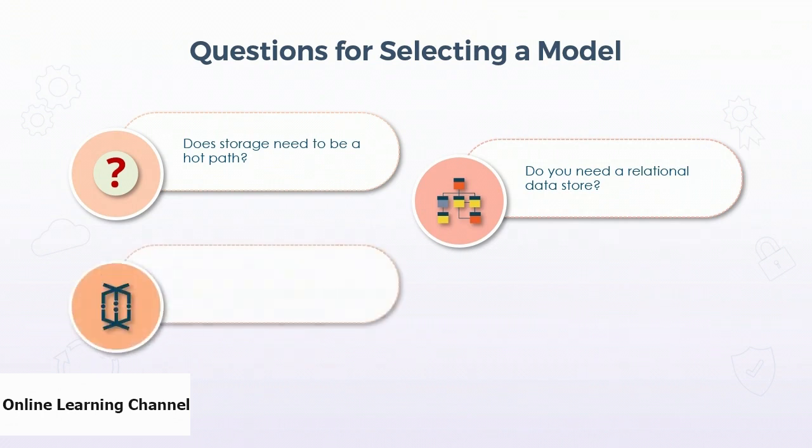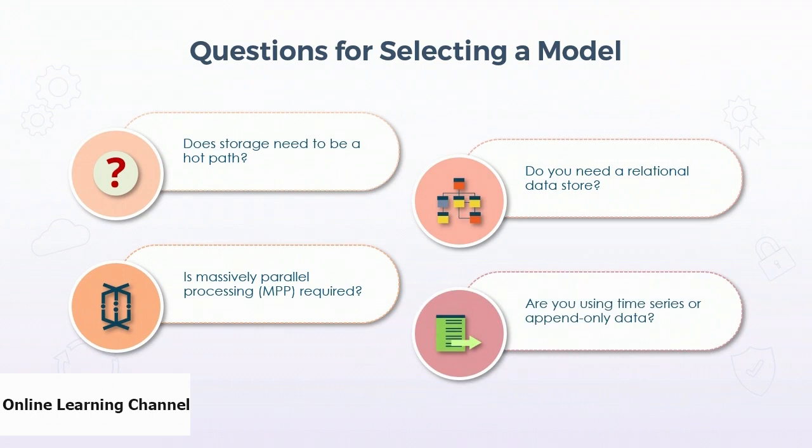Do you require massively parallel processing? For example, if you're reading real-time data from thousands of autonomous cars, each sending sub-second data to your solution, you might need to perform massively parallel processing to keep up. Only certain data stores handle such processing. And is your data time series? If so, then you might want an append-only data store designed for such data, such as Azure Data Explorer.